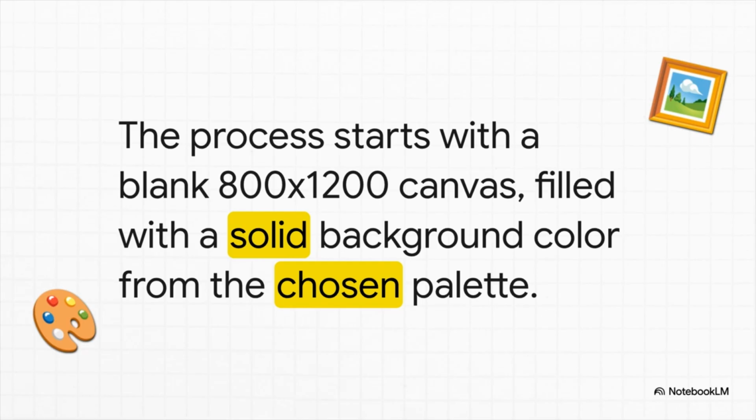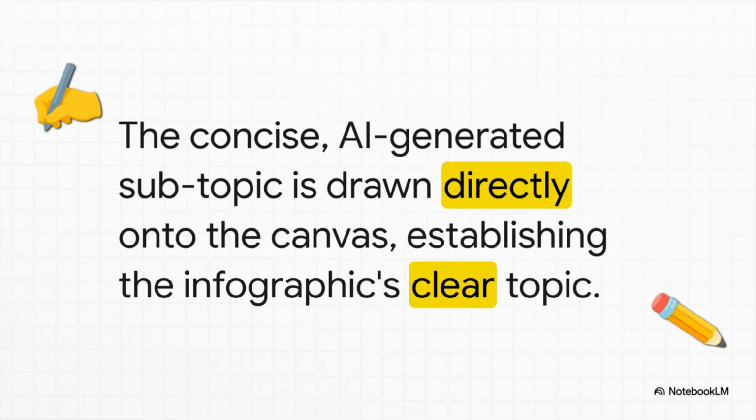It all starts with a blank canvas. The script creates the background and fills it with a color from that palette it just chose. Simple as that. Next up, layer 2, the headline. Remember that super concise 10-word max subtopic our AI strategist came up with? Well, now it gets drawn right onto that canvas. The foundation is laid and the topic is crystal clear.